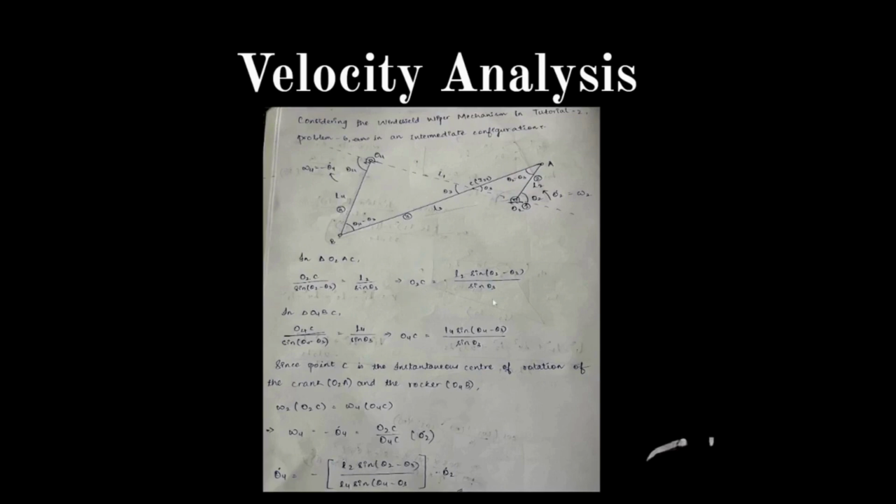So now coming back, if we consider triangles O2AC and O4BC and we apply the sine rule in both the triangles, we get the following relations: O2C is equal to L2 sine of (theta 2 minus theta 3) by sine theta 3, and O4C is equal to L4 sine of (theta 4 minus theta 3) by sine theta 3.